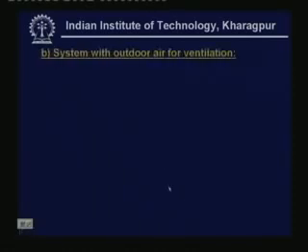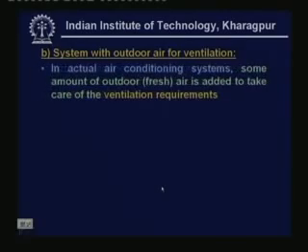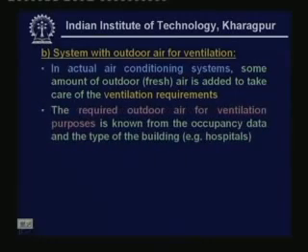So, now let us look at the system with outdoor air for ventilation. As I have already explained, in an actual air conditioning system, some amount of outdoor air or fresh air is required to take care of the ventilation requirements. The required outdoor air for ventilation purposes is known from the occupancy data and the type of the building. For example, hospitals. First of all, why do we require outdoor air? As I have already told, we require it for ventilation purposes.